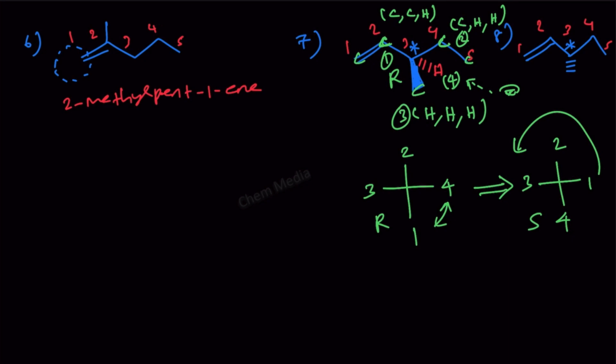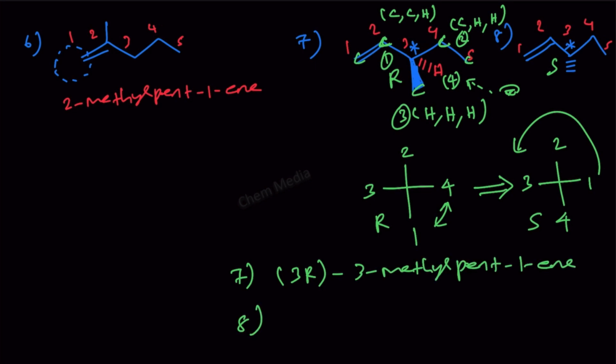This means that for the other one it is S. Therefore the correct IUPAC name for molecule 7 is (3R)-3-methylpent-1-ene. Likewise for the enantiomer, the correct IUPAC name is (3S)-3-methylpent-1-ene. And then number 9, we can also write 4-methylpent-1-ene, that is another isomer.